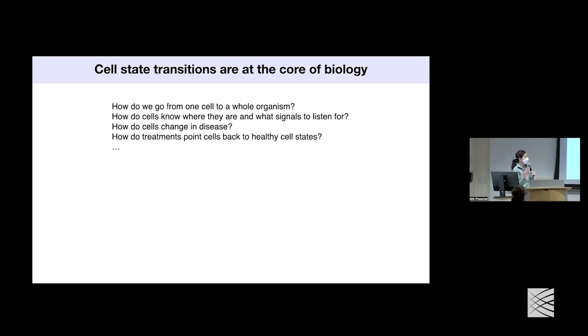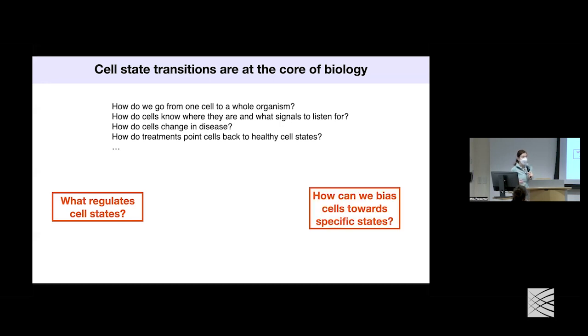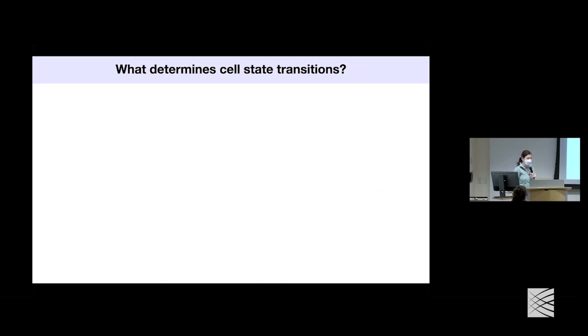And really the way I think about it is that there are two fundamental questions here. One is identifying what regulates cell states, and hopefully then using this knowledge to understand how we can bias cells to specific cell states that would be desired. And of course, knowing what regulates the cell states would be really helpful for understanding biasing cell state decisions and vice versa.